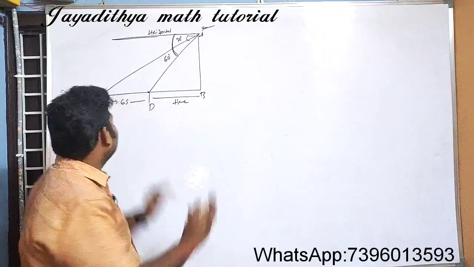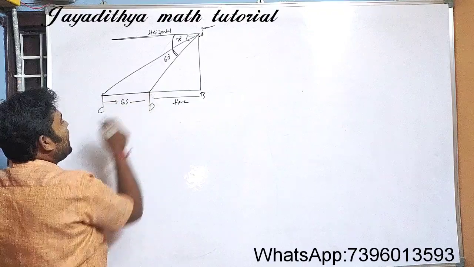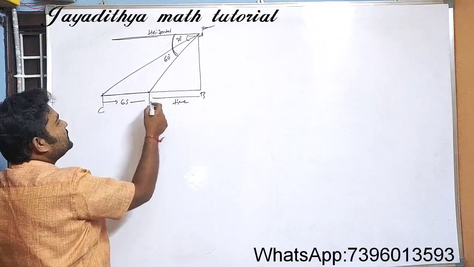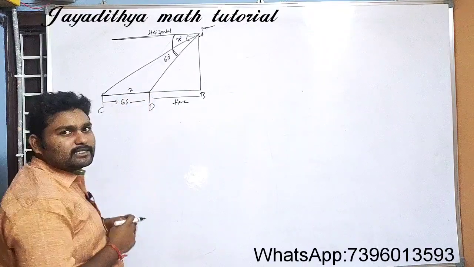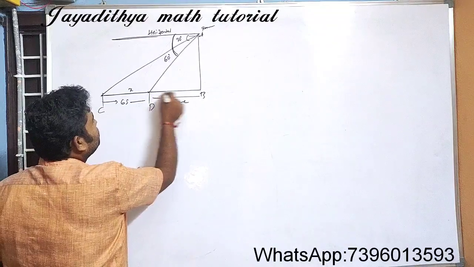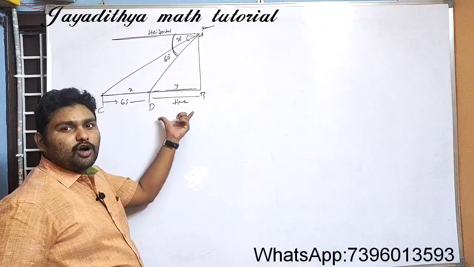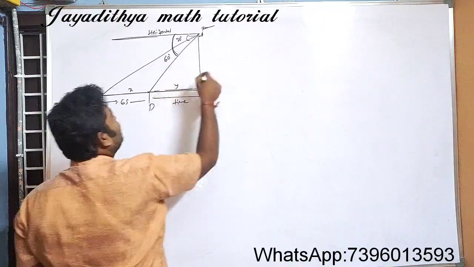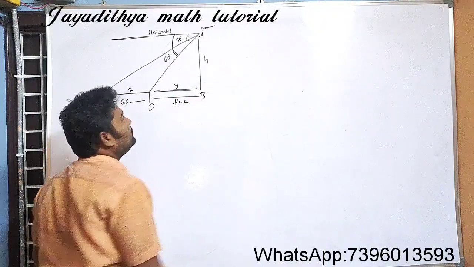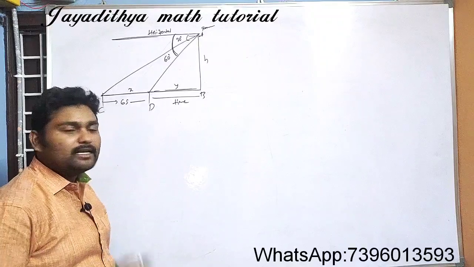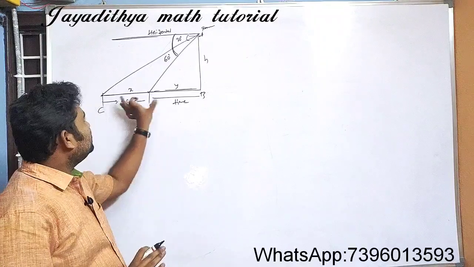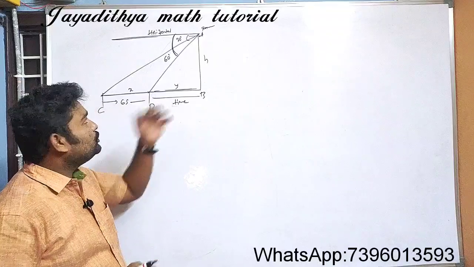Okay, how to solve this one? Let us take the CD distance as X. You take CD distance as X, and BD is equal to how much? Y. And the height of the tower is not given. You take the height of the tower as H. So this is the assumption you should take.